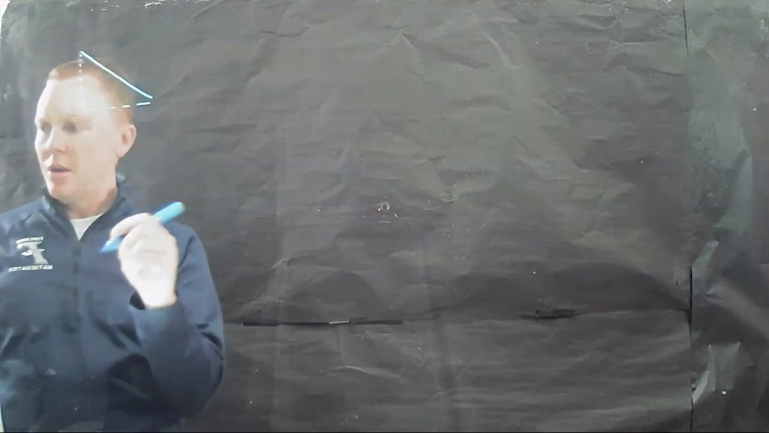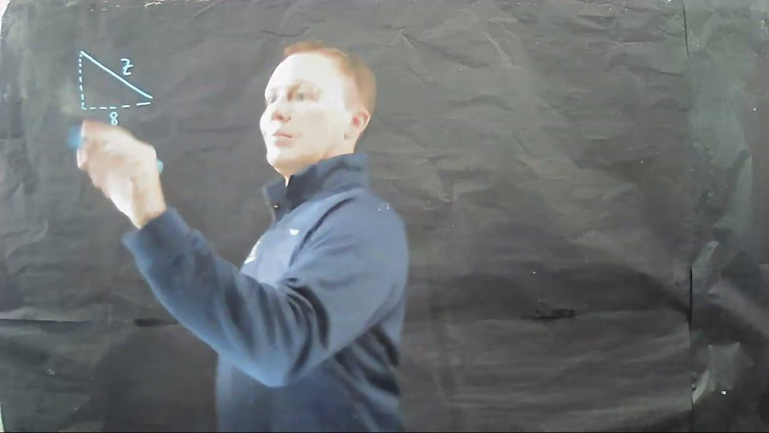Okay, so here's problem number 2. Problem number 2 is about this kite. So we have this kite that's flying in the air, okay? And we said that this distance right here was 8, right? And then I'm saying that z is going to be the length of the string. And let's call this h, okay?